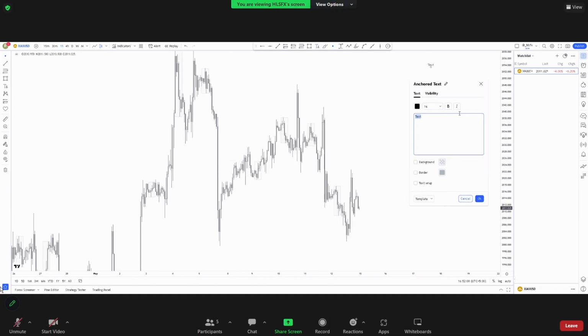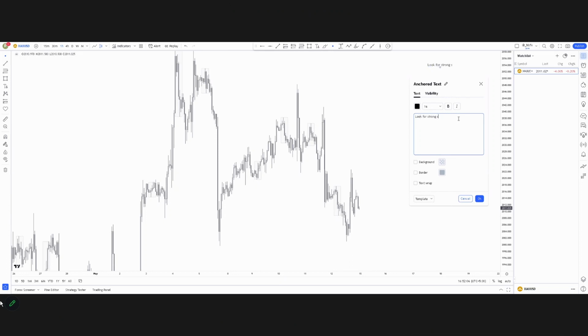Okay, so the first thing is look for strong areas. Strong areas first. Second thing, look for decision points. Third, your decision point should have liquidity resting above or below it, depending on the scenario.